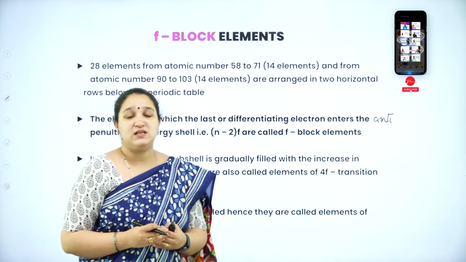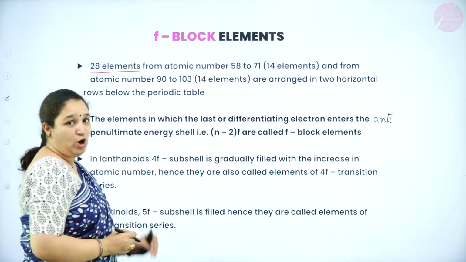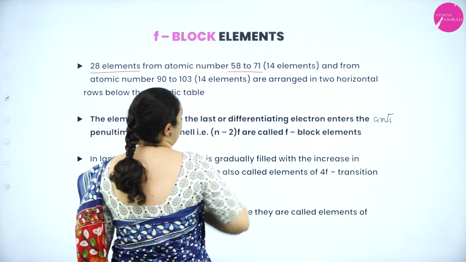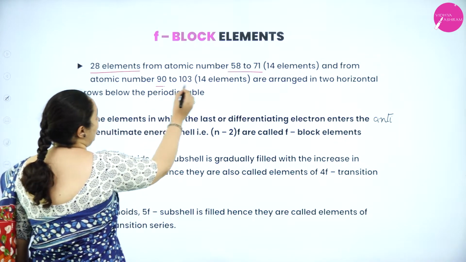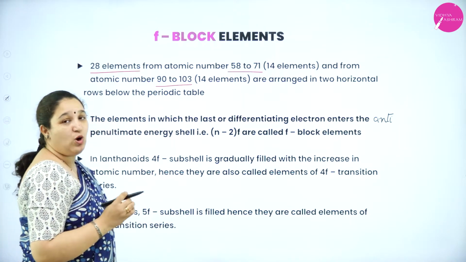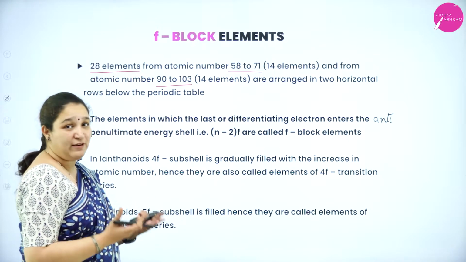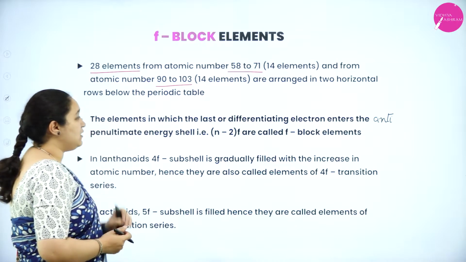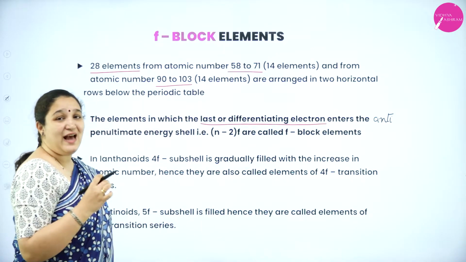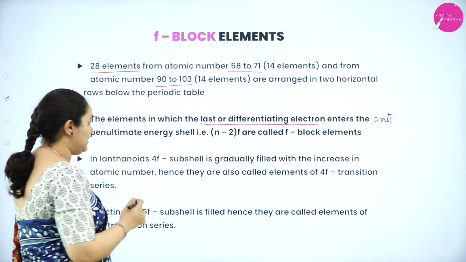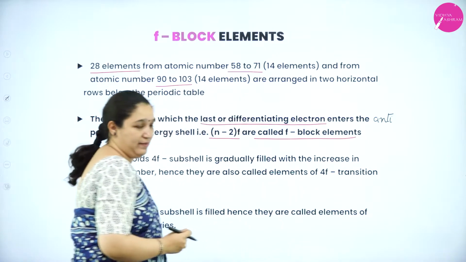F block elements contain 28 elements, from atomic number 58 to 71, called lanthanoids, and atomic number 90 to 103, which are called actinoids. Now, what are F block elements and what is the definition? See, the elements in which the last or differentiating electron enters the antepenultimate shell, that is the (n-2) f, are called F block elements.